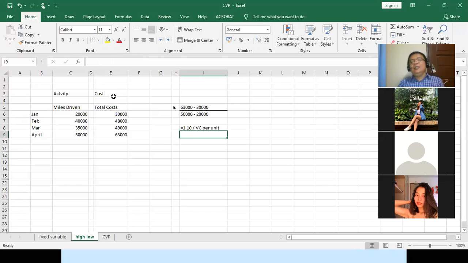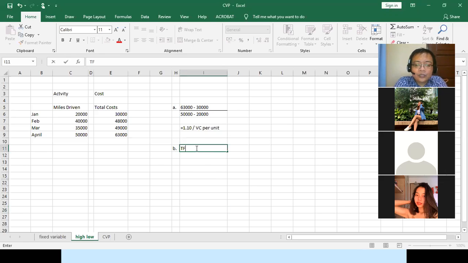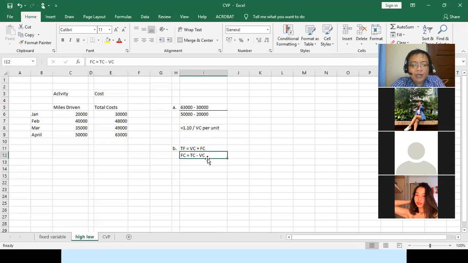If none, next is to compute for your fixed cost. What is the formula to compute for the total cost? Usually, total cost is equal to variable cost plus fixed cost, right? We already got the fixed cost per unit. So to compute for the fixed cost, the formula is total cost minus the variable cost. The variable cost is basically the variable cost per unit times the activity.